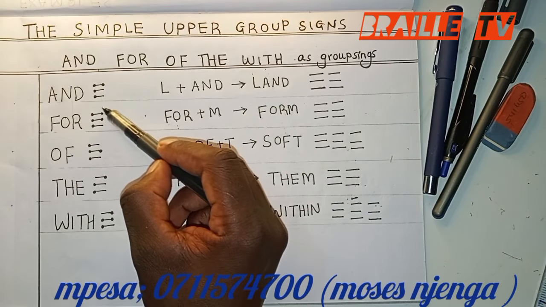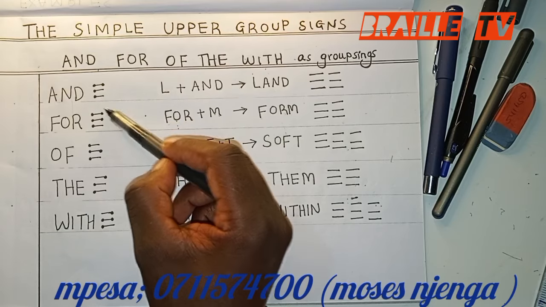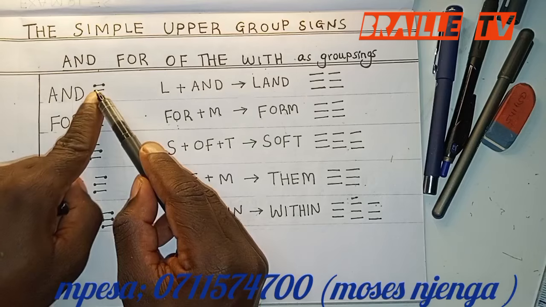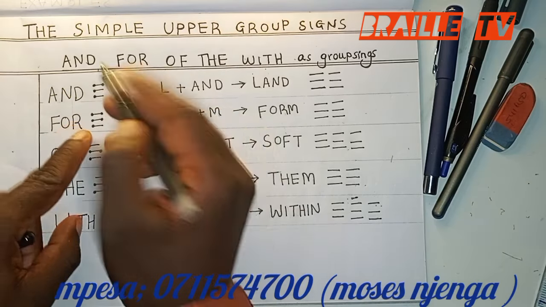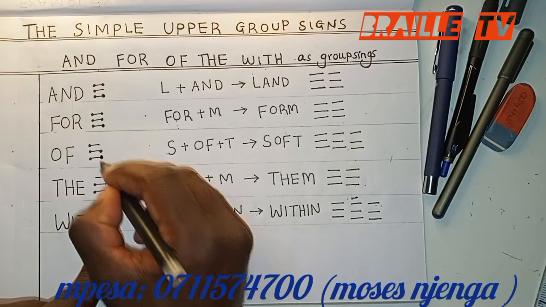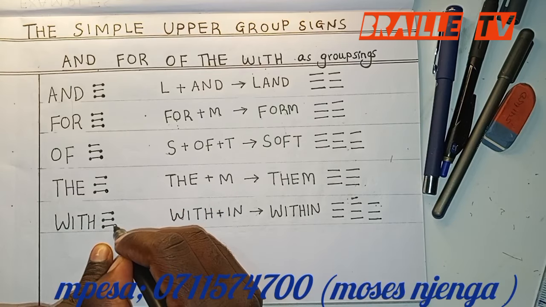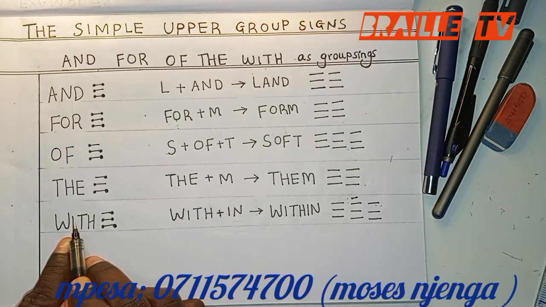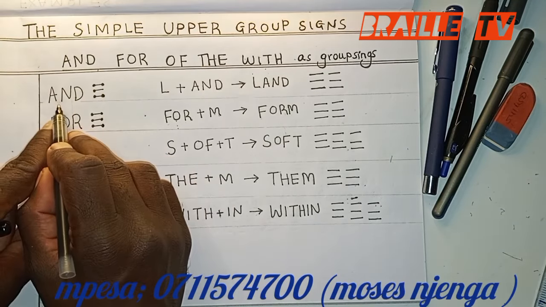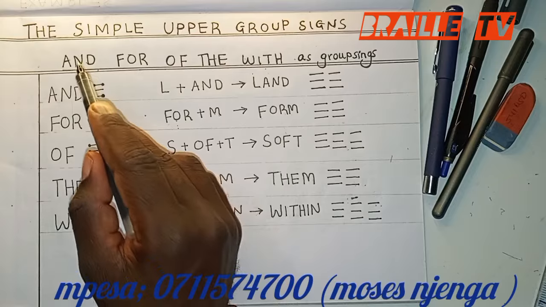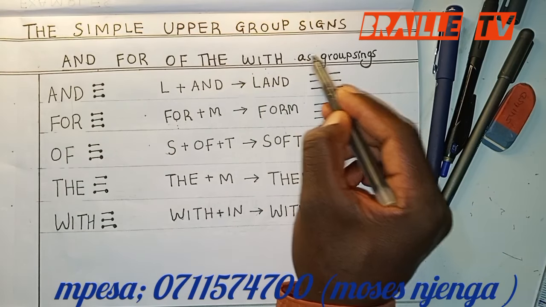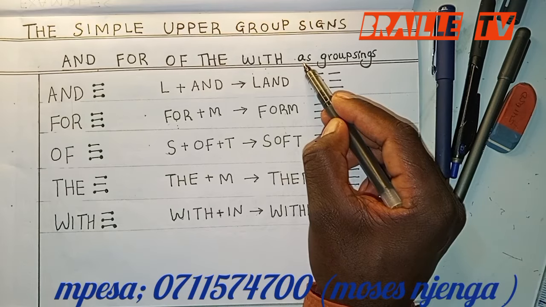This is letter P, letter Q, letter R, letter S, and letter T. But for these letters to become these words, you add dot 6 to them. So this is dot 6, okay? If I add dot 6 to them, now they change. This is with, this is the, this is of, this one for, and this one and. And remember, today we are looking at and, for, of, the, with, as group signs.